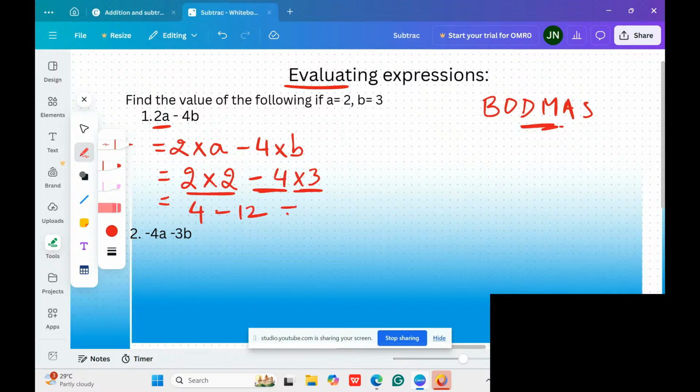Okay, final answer. Same sign add, different sign subtract. So we will subtract, and the sign of the bigger absolute value, which is 12. That's the answer. Easy, isn't it? Yes, it is. All you have to do is just pay attention to the sign of the number and solve the operation accordingly. Okay? Now, second question.